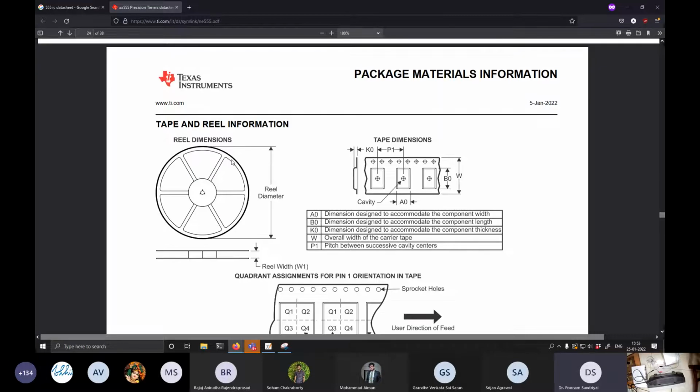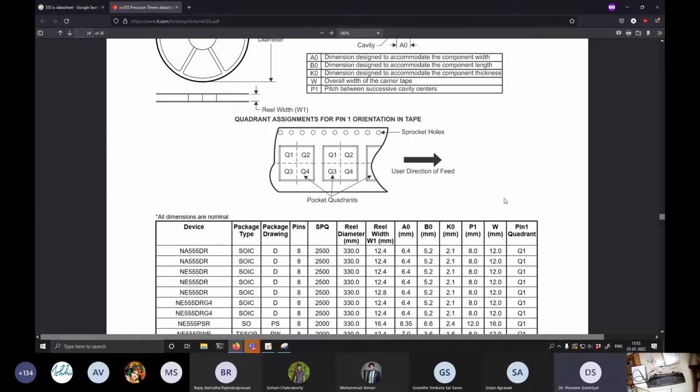So I'll tell the reason. These kinds of reels are fed into pick and place machines. Pick and place machines automatically pick up the IC from the reel, place it on the circuit, and solder it for you. So the machine needs to have the information about what kind of reel diameter it is, so that it doesn't overrun the tape and not pick anything. The machine has to exactly put suction on this and place it on the circuit board. Those kinds of machines are called pick and place machines.